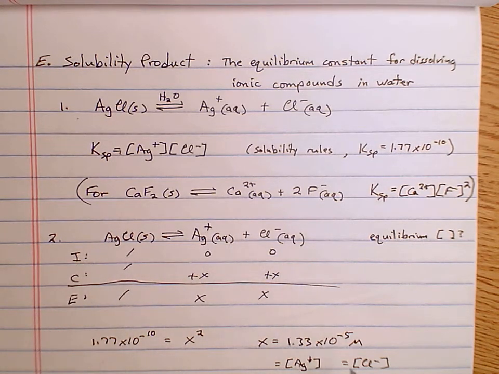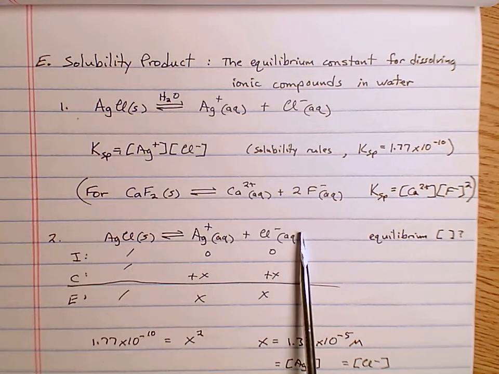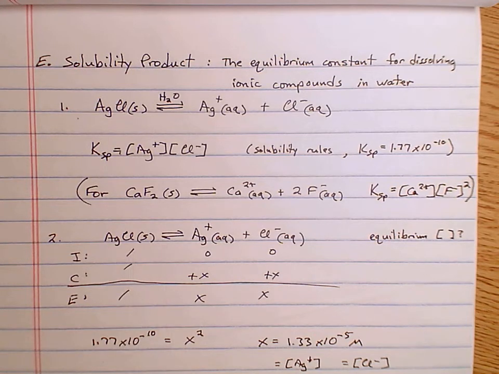Here, in terms just of our reaction, if this reaction went 100%, but it doesn't because it's equilibrium. But this is our molar solubility here. 1.33 times 10 to the minus 5th will be the moles per liter of AgCl that is dissolved.